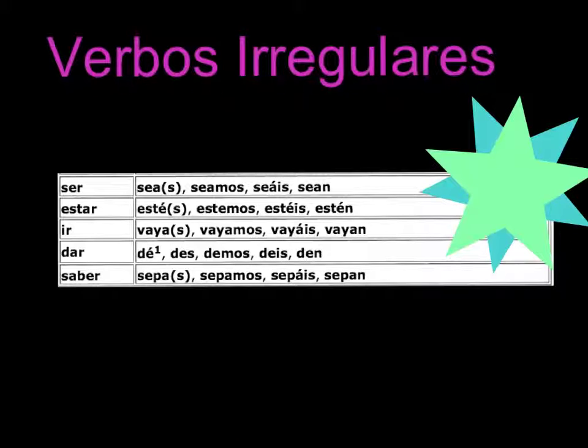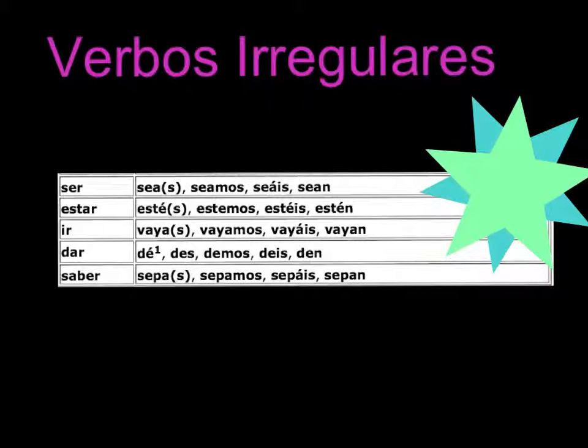Finalmente, vamos a hablar de los verbos irregulares. Algunos de estos incluyen los verbos ser, estar, ir, dar y saber. Desafortunadamente, debemos recordar las terminaciones irregulares, pero usamos las mismas reglas que antes para conjugar el subjuntivo.